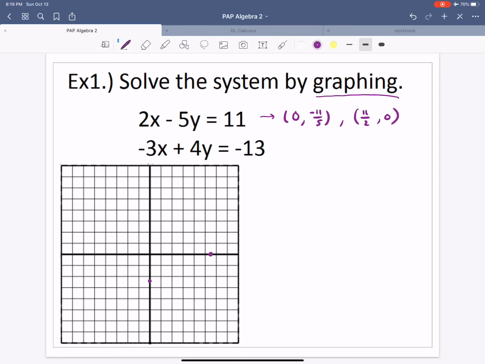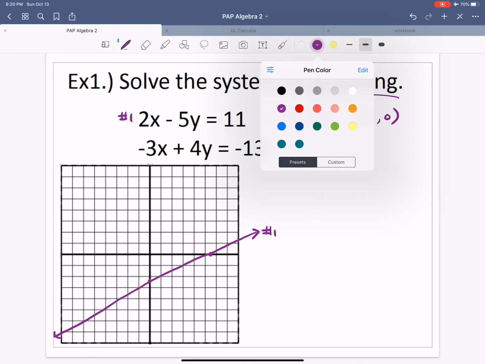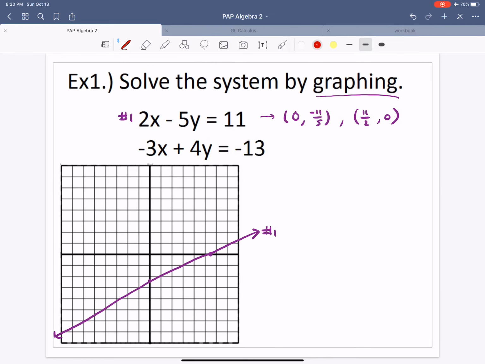Once I get both intercepts, I'm going to, as carefully as I can, draw a line that connects those points. I'm going to label that equation number 1, and I'll put a number 1 up here as well so we know we're being consistent. All right, for the second equation, we'll call that number 2.